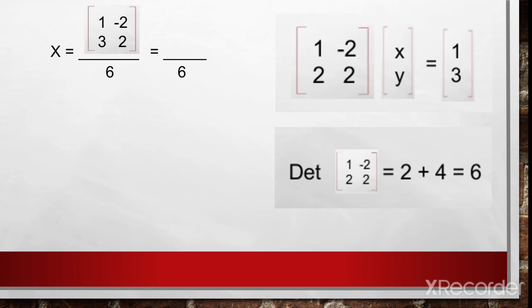1 multiplied by 2, negative 2 multiplied by 3, so we have 2 plus 6 is equal to 8. Then 8 over 6, in lowest terms, is 4 thirds. 4 thirds serves as the value of our x.